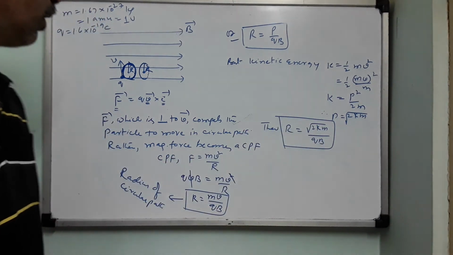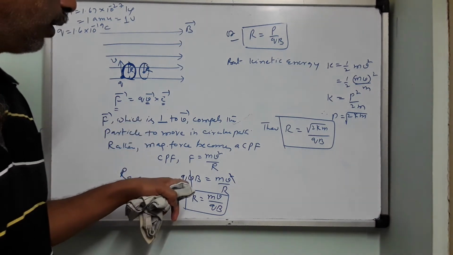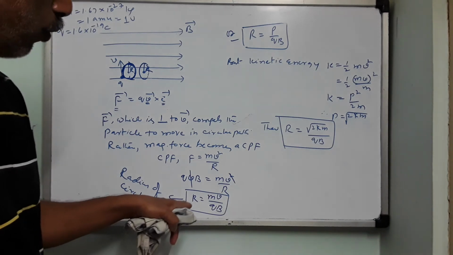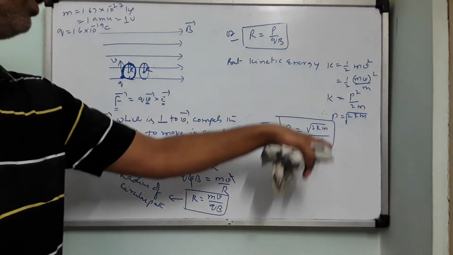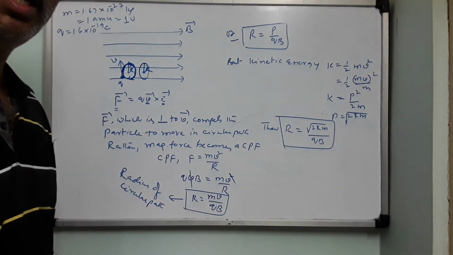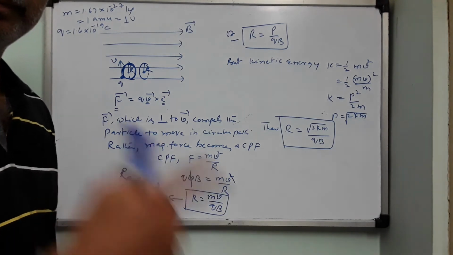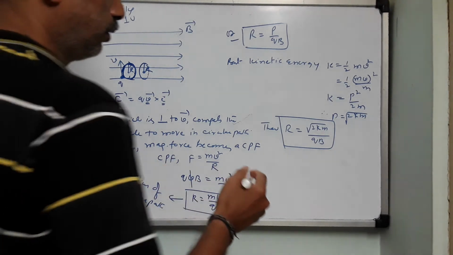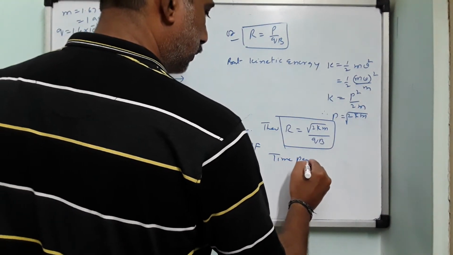Okay, right. Now, if it experiences a force given by qvB, which is nothing but a centripetal force, because of which it will move in a circular path of radius mv by qb or p by qb or root over 2km by qb, how much time does it take to complete one revolution? So that is called what? Time period.